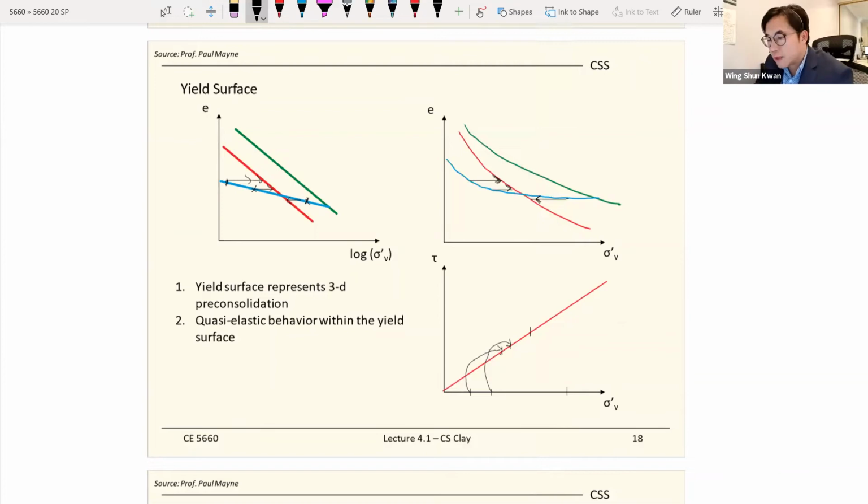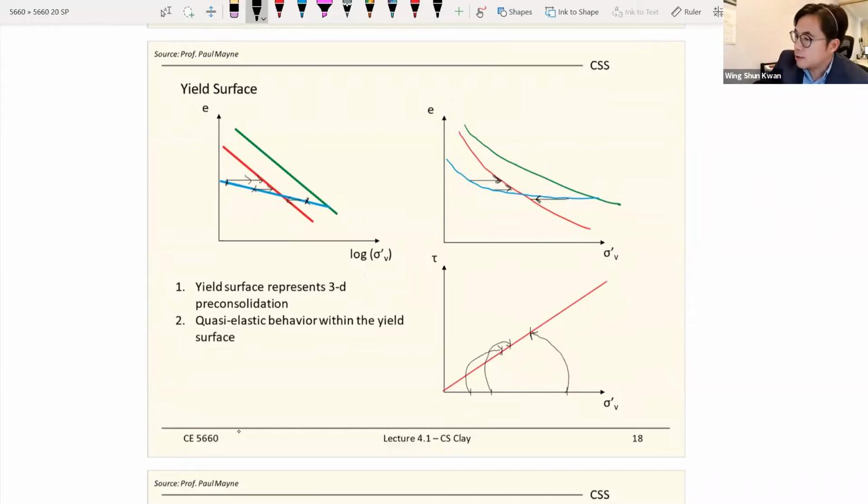The stress level that you start with is so high that you're not having a dilative behavior, but you have a contractive behavior, because critical state soil mechanics tells us this depends on both density and also stress. So this is rare, but it can also happen. So you have the stress path look like this.